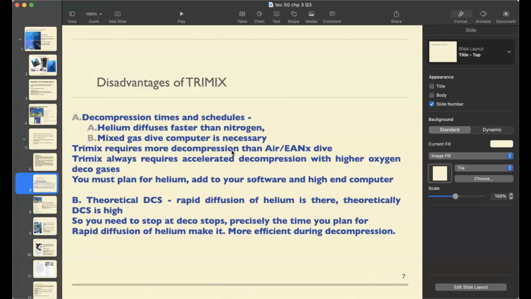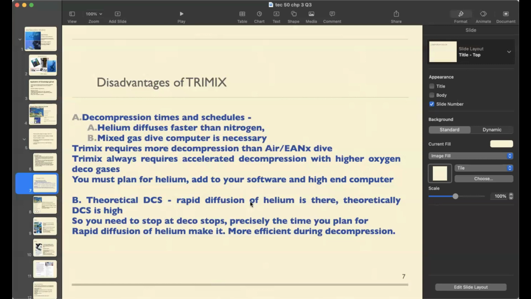Trimix requires more decompression than air or nitrox dives. Trimix always requires accelerated decompression with higher oxygen gases. You must plan for helium, add it into your software, and use a high-end computer which can give a dive plan at the depth with helium, oxygen, and air. Theoretical, can I have DCS.